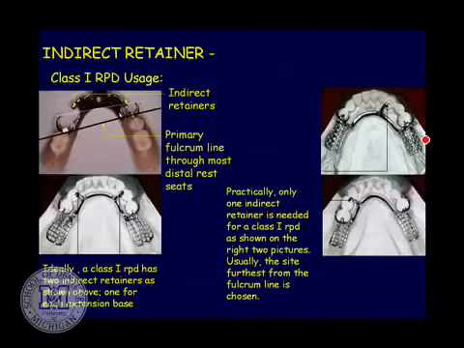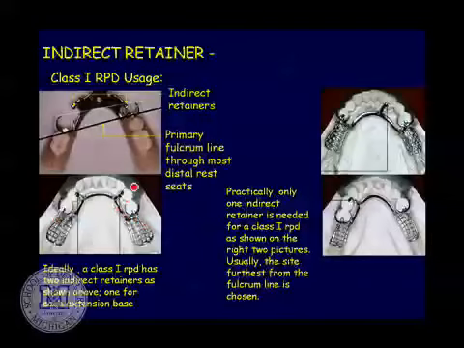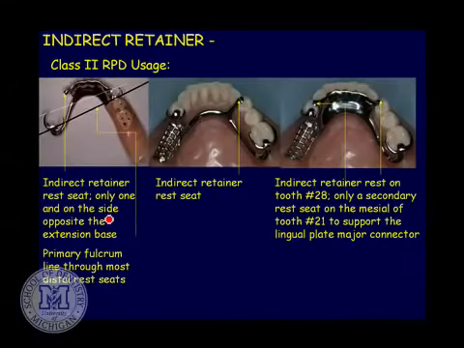So you've got your primary fulcrum line and an indirect retainer. Primary fulcrum line, indirect retainer. And here's another one that just basically shows a class 2 primary fulcrum line, indirect retainer. So if you ever needed to reline one of these, you can re-index the framework in exactly the same way.